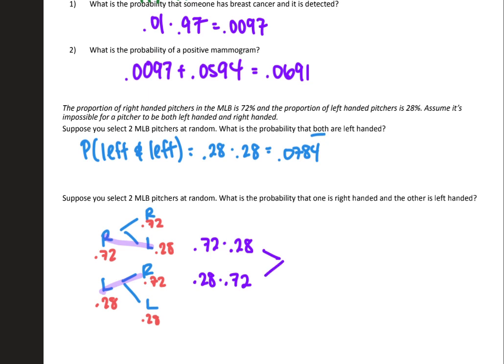So we would have to add those two probabilities together. 0.72 times 0.28 is 0.2016. So both of these are 0.2016 and 0.2016. And since there's two different ways that we can select a right-handed and left-handed pitcher, it's double that probability. So that's going to be 0.4032.